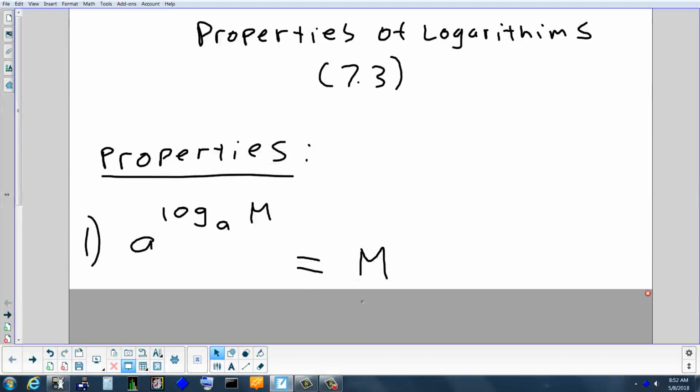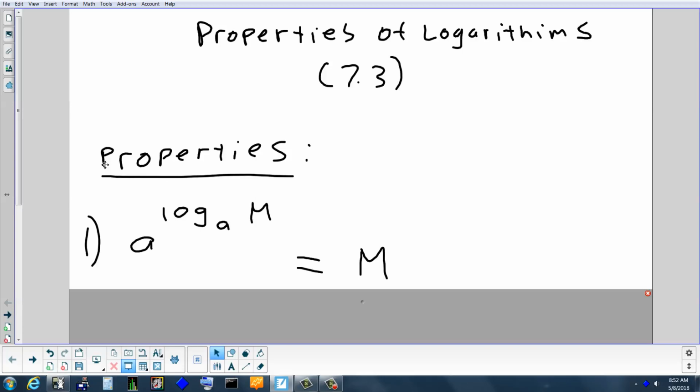All right, so here's the first one. In an actual problem, the A's and M's would be numbers. So this is A raised to the power log base A of M. So it's exponential, but it's kind of weird because there's actually a logarithm up in the exponent, the word log. It's up in the exponent.